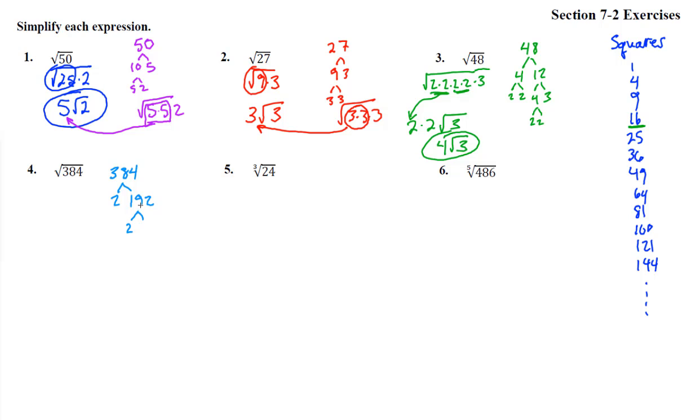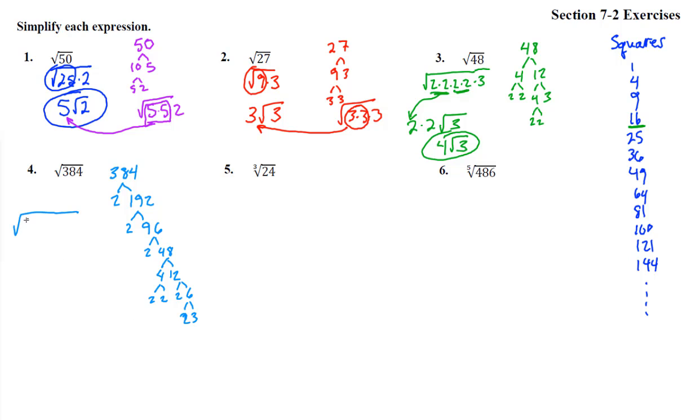2 and 96. 2 and 48. Is that correct? And then, let me see. Oh, yeah, and then we did 48 up there. So we've got 4 and 12. That goes 2 and 2, 2 and 6, 2 and 3. Okay, so let's write all this out.